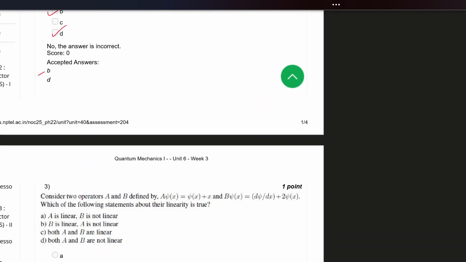Now question 3 is: consider two operators A and B defined by A psi(x) equal to psi(x) plus x and B psi(x) equal to d psi/dx plus 2 psi(x). Which of the following statements about the linearity is true? So linearity of an operator is expressed by a certain relation that I am going to write here. So let us write side by side here, because I have to see this expression of A and B for me to solve it.